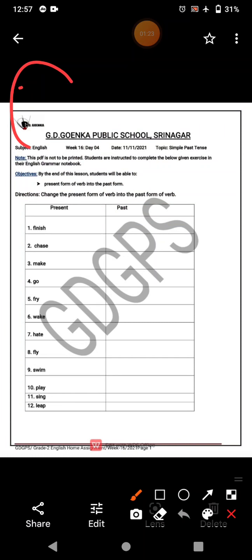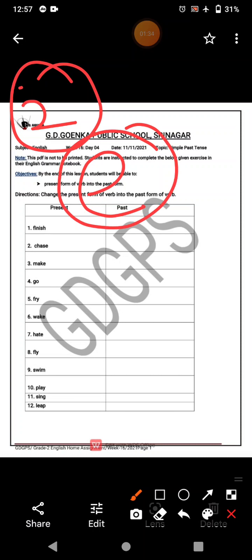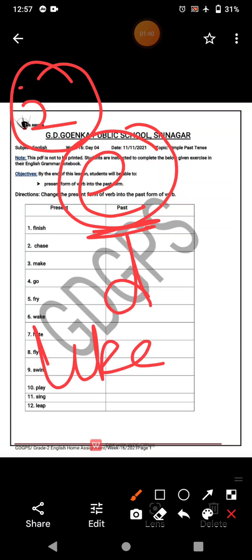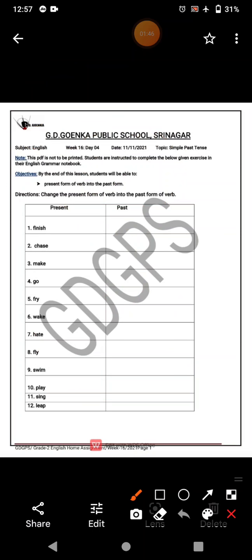Rule number 2. What does the rule number 2 tell us? If a verb ends in e, if a verb is ending in e letter, what do we do? We simply add d to it. For example, like. It finishes with e, we simply add d, it will become past tense. Well done.